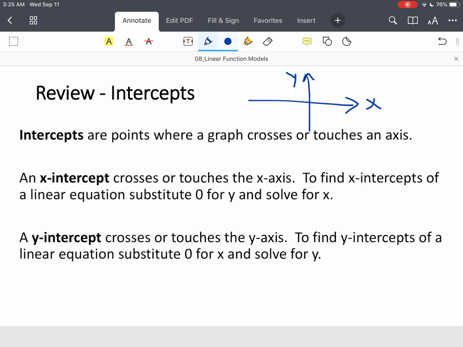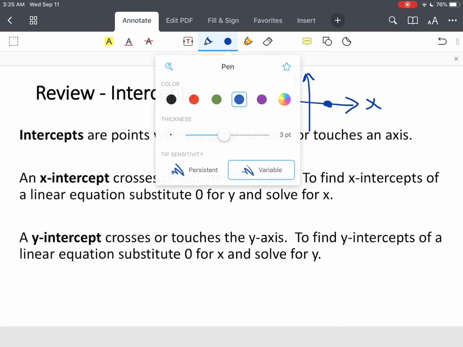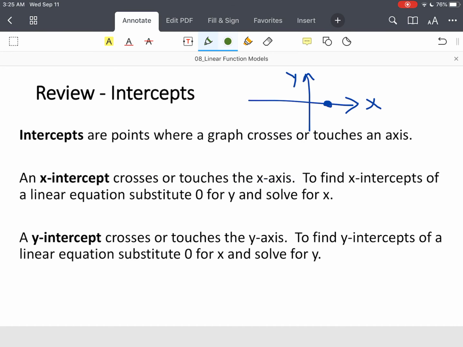So an x-intercept crosses or touches the x-axis, whereas a y-intercept crosses or touches the y-axis. Now to solve, to find an x-intercept, you set y equal to 0. To solve for a y-intercept, you set x equal to 0.